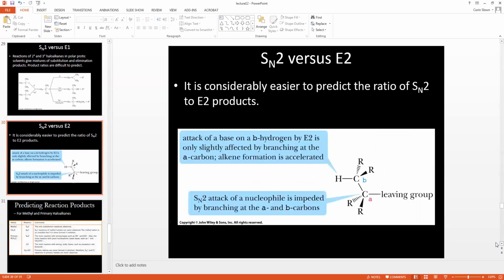When we're comparing SN2 and E2, it's considerably easier to predict the ratio of SN2 to E2 products. The attack of a base on a beta hydrogen by E2 is only slightly affected by branching at the alpha carbon, so alkene formation is accelerated. Whereas SN2 attack of a nucleophile is impeded by the branching of the alpha and beta carbons. So elimination is likely to occur faster than SN2 or nucleophilic substitution, so we're more likely to see double bond products predominate.